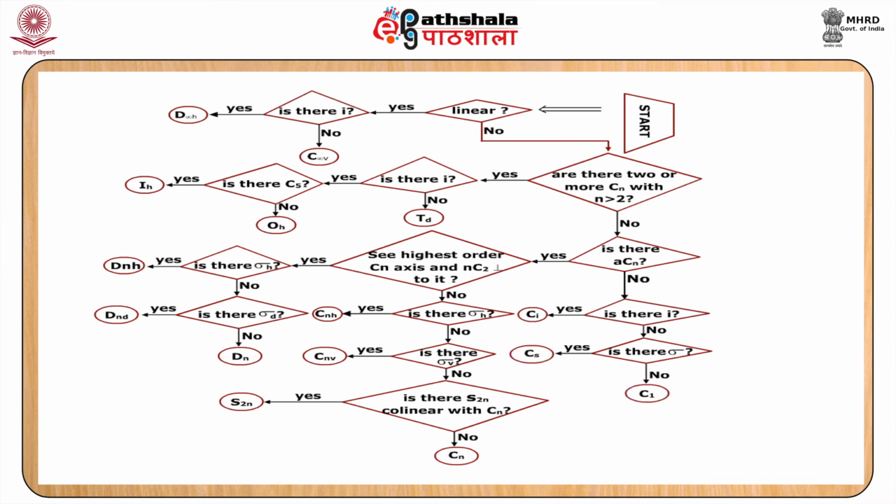So from this flowchart, we can easily conclude that for a linear molecule, our point groups will be D infinity h and C infinity v. Now, high symmetry is possessed by Ih, Oh, and tetrahedral. Ci and C1 are the low symmetry groups, whereas rotation with a perpendicular C2 is possessed by Dnh, Dnd, and Dn.